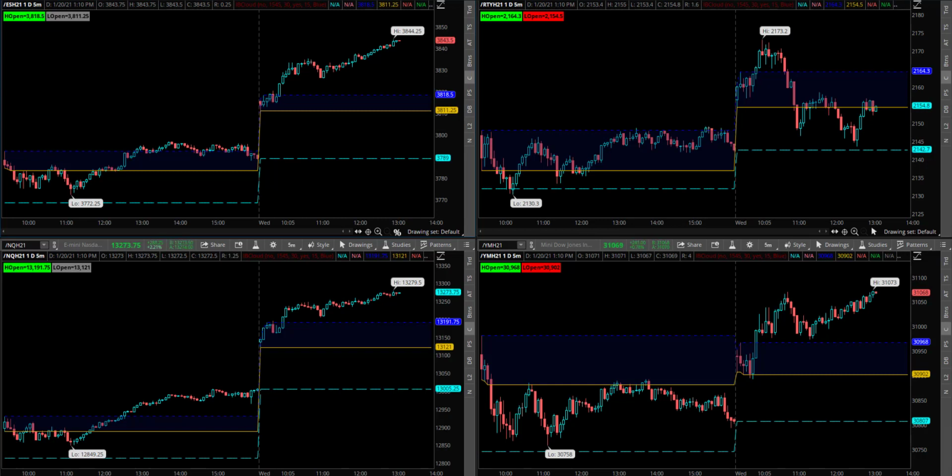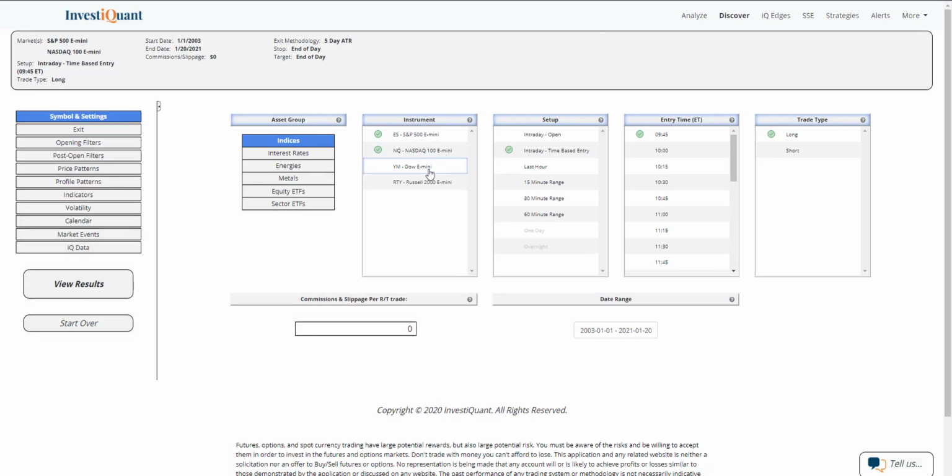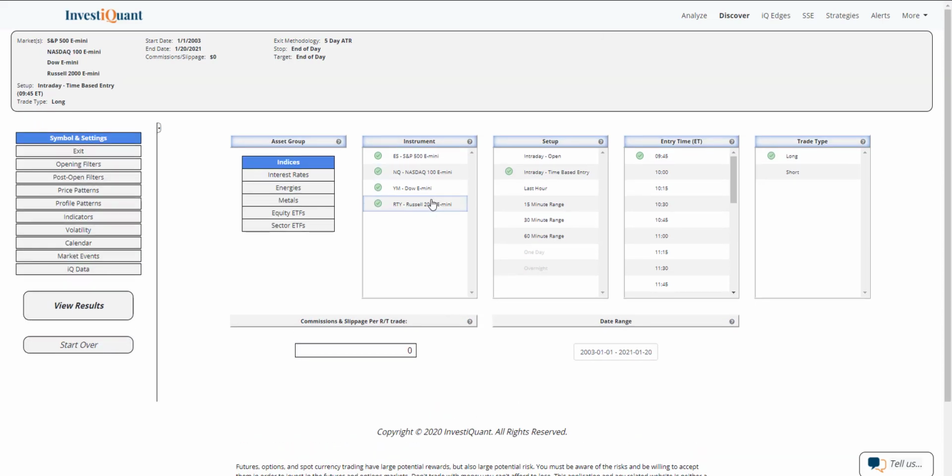So what I want to do this afternoon is take a look at this type of trendy action and see what it means as we approach the close of the session. So let me hop into Discover, load up all four instruments, and set it up. For this study, we're going to be using an intraday time-based entry that'll be getting long at 3 p.m. Eastern time. So just taking place near the end of the trading session. It'll be getting out of the market at the close of regular trading hours.